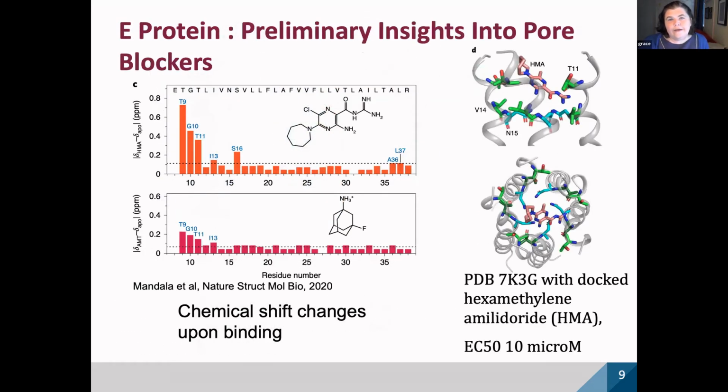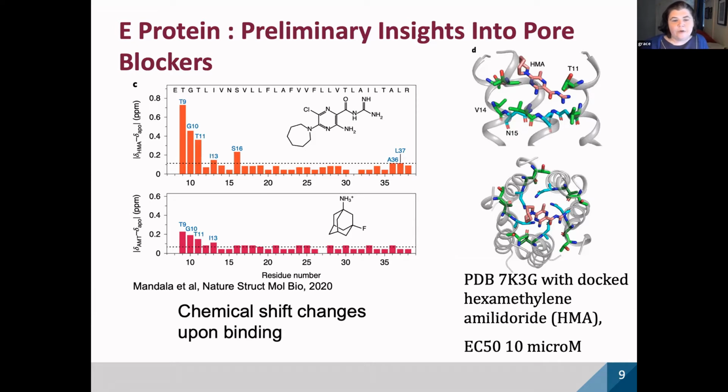So these are NMR structures. They were not able to resolve interactions, orientations, conformations or binding modes of individual ligands, but they were able to determine the structures again in the presence of known blockers. And like I said, the most well-established blockers are amantadine, which is the M2 blocker in the flu channel, and then this guy, HMA. They both have affinities in about the 10 micromolar range.